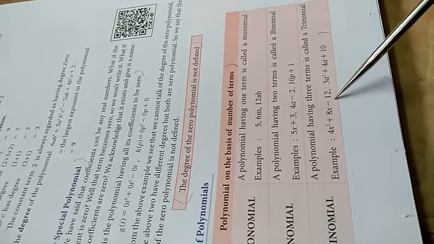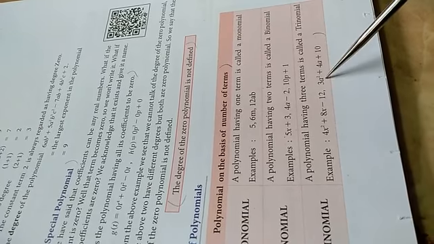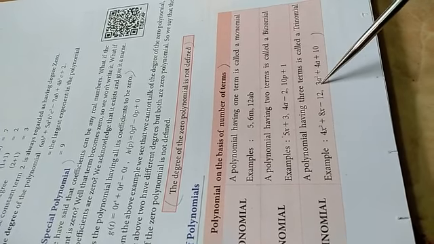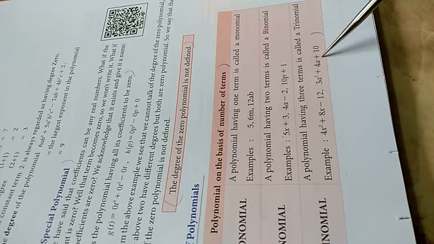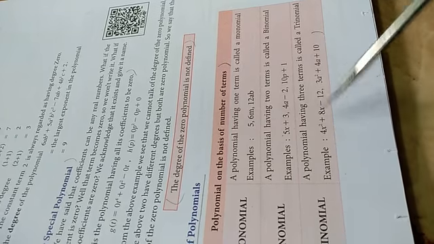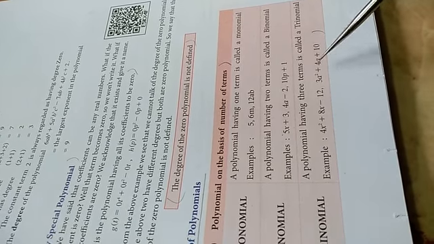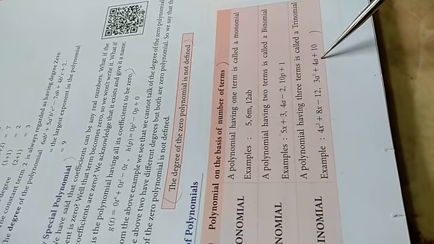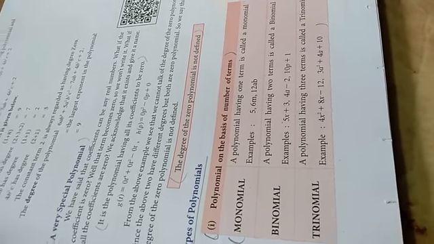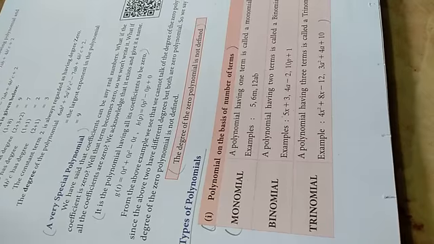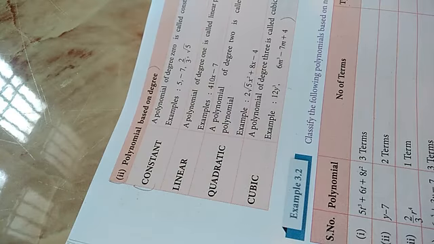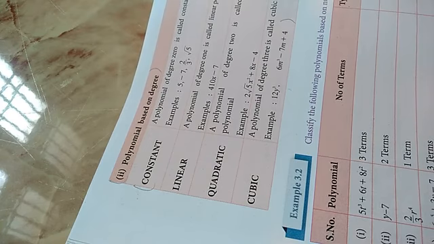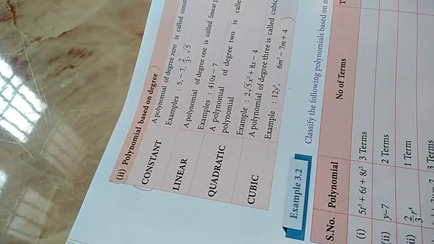Now a polynomial having 3 terms is called a trinomial. This expression consists of 3 terms, 1, 2, 3, and this expression also has 3 terms, 3a squared plus 4a plus 10. Therefore, these expressions are called trinomials. So we learned polynomials on the basis of number of terms. They are monomial, binomial and trinomial.